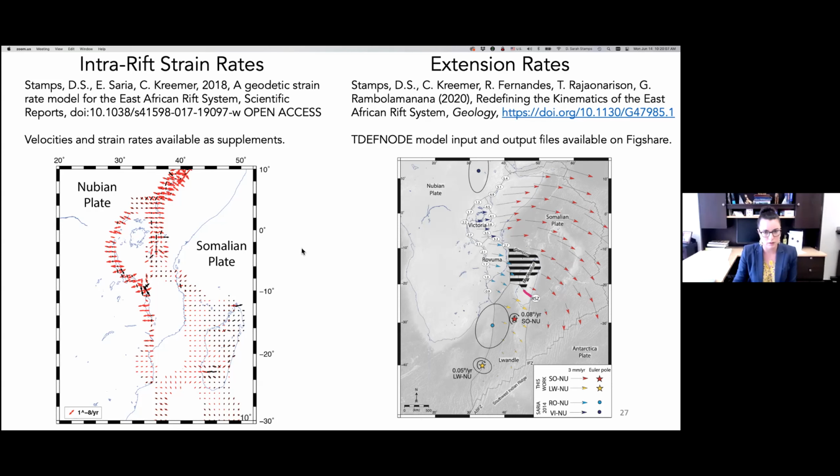Do you know any compressional earthquakes in southern Madagascar? The motion of individual Lwandle plate seems to be based on few data. There actually are a couple of compressional events in southern Madagascar.